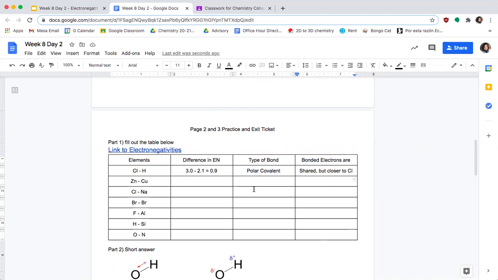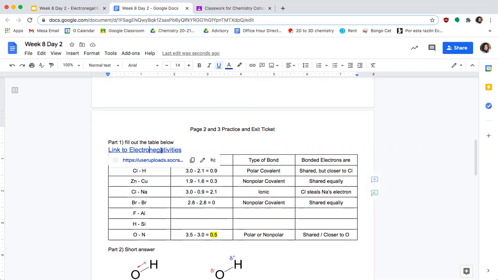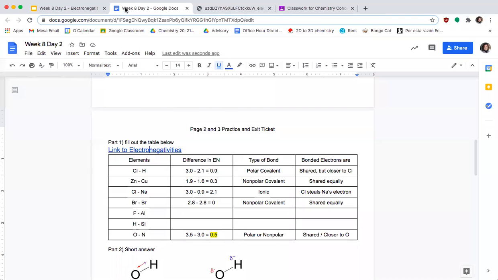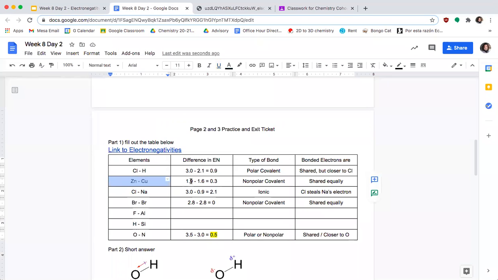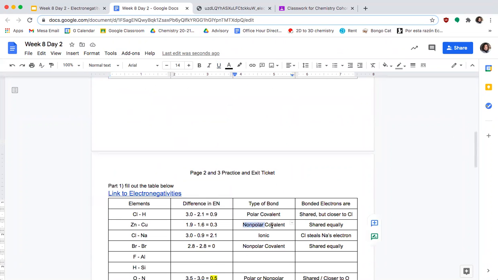I'm going to do some examples here. Let's put back in these examples. So how do I get these numbers? I click on this right here and it shows all of the elements of the periodic table and their electronegativities. If I wanted to do zinc and copper, Zn and Cu, I would go back over here. Zinc is 1.6, copper is 1.9. Therefore, the difference is 0.3. I look up here: 0.3 is between these two. It's nonpolar covalent. So this gets a nonpolar covalent.